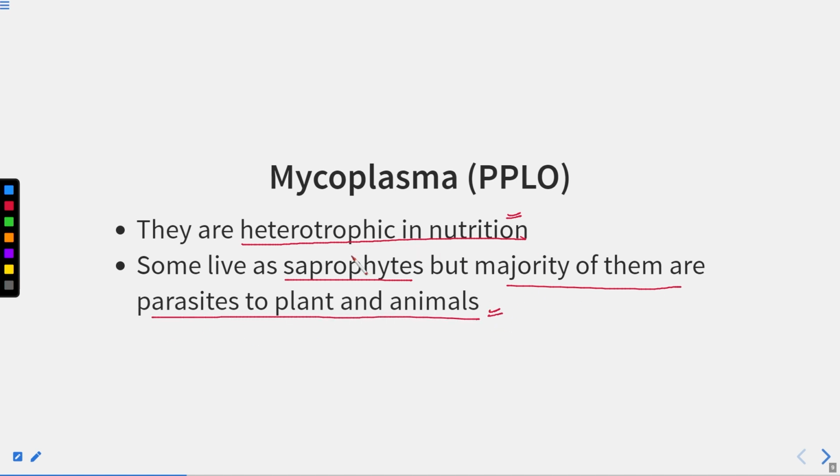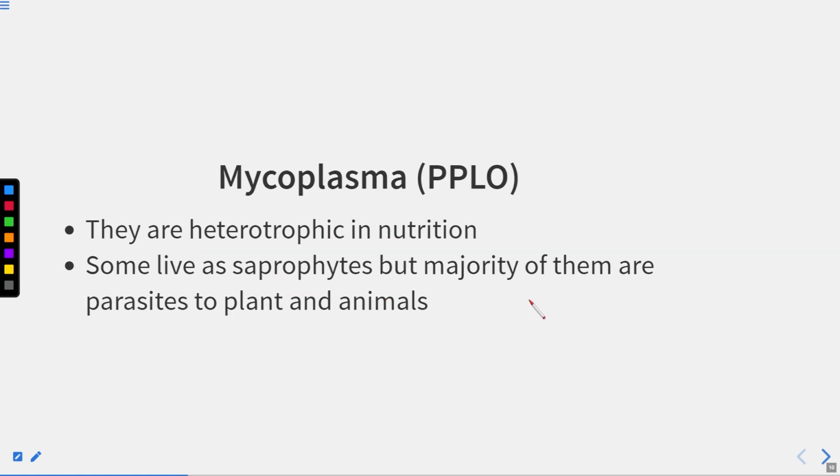So basically they are of two types, saprophytic and parasitic. They are present as parasites on plants and animals, and sometimes they live as saprophytes, meaning they are present on dead and decaying matter, and they take all the nutrients that are present there. And how do they take the nutrients? They release enzymes. That enzyme digests the organic matter, and that organic matter is again taken up by the cell. So this is about the mycoplasma.